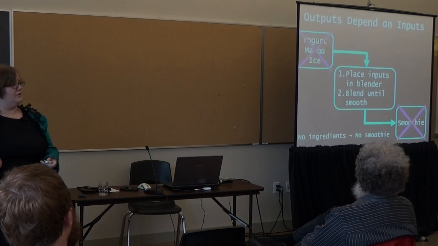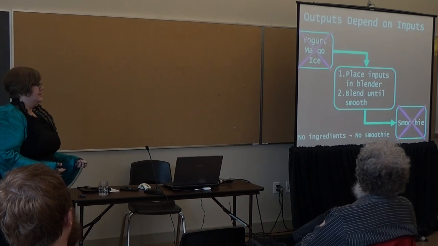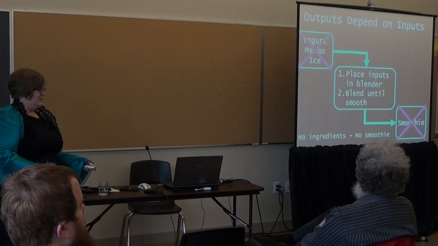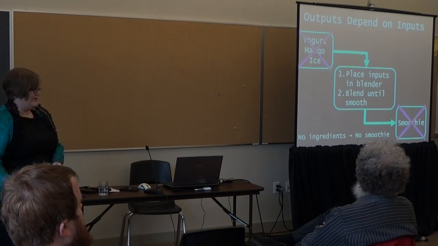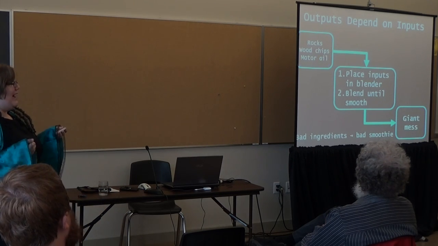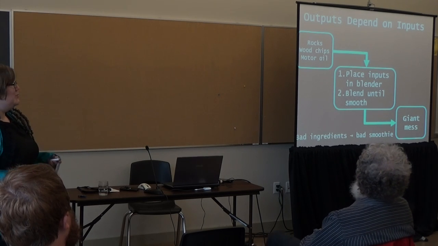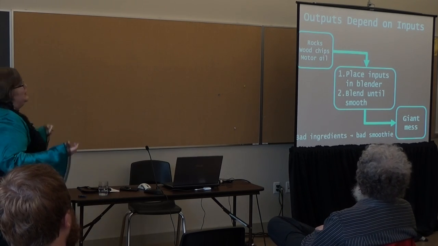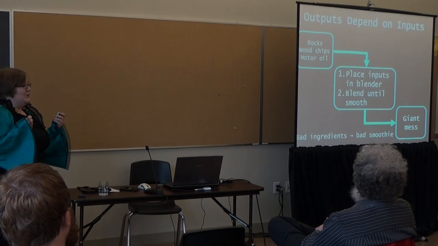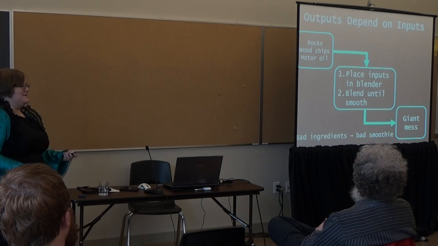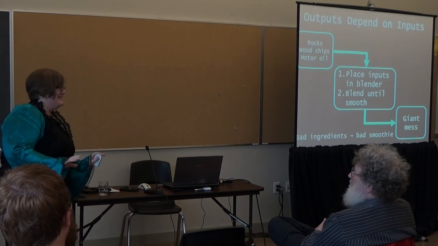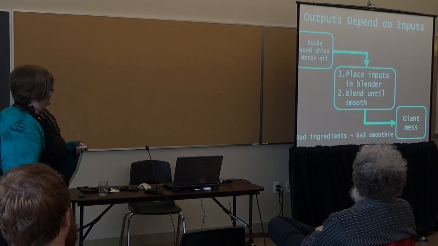But the outputs of your algorithm depend on your inputs. If you have no ingredients to run through your blender, you are not going to get a smoothie. No ingredients, no smoothie. Similarly, if you have bad ingredients, you are going to have a bad smoothie. If you are putting rocks and wood chips and motor oil into your blender, you are going to have a giant mess. You are probably going to ruin your blender. It'll be a bad time. Do not recommend that input to your smoothie algorithm.